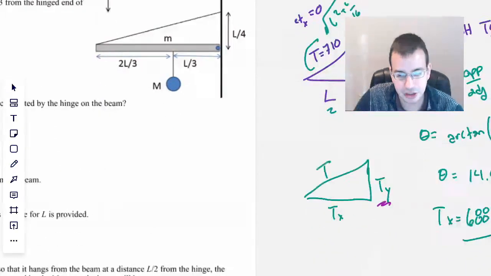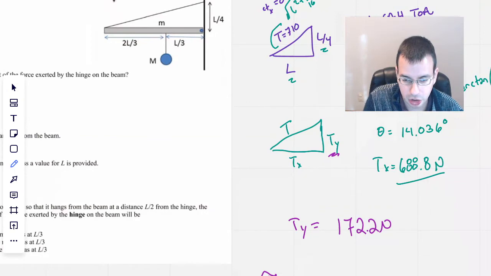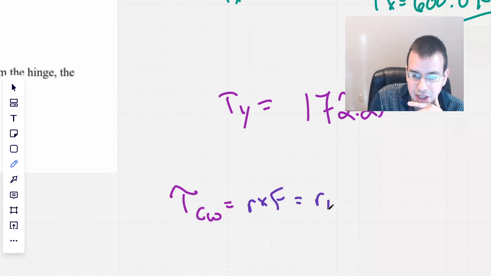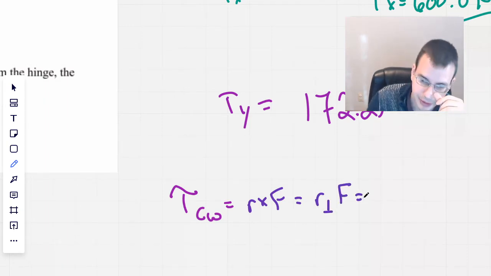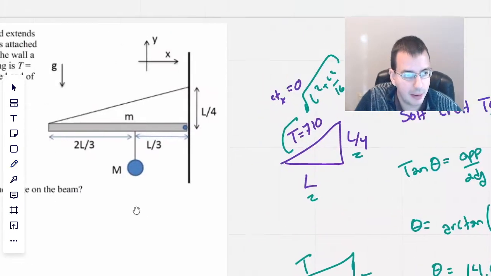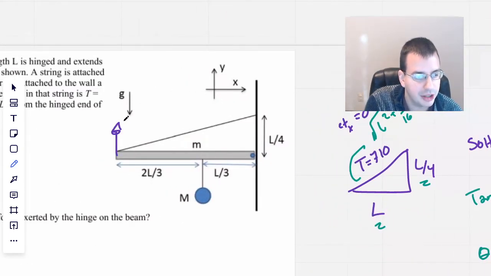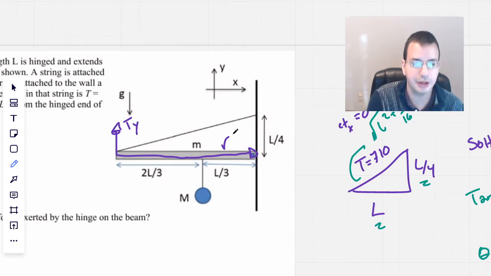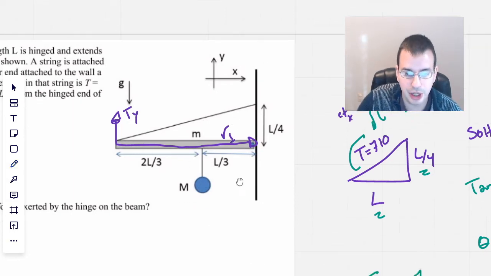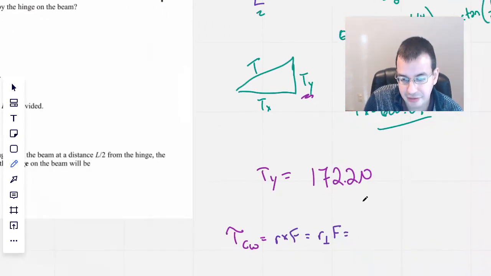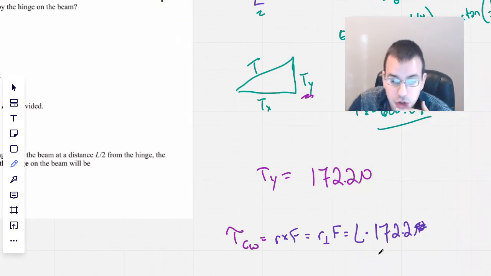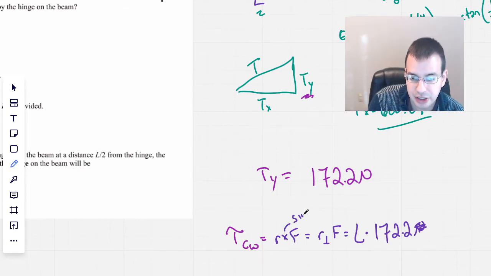So we look at the definition of torque. Torque will be r cross F. Another way to think of this cross product is that it's the r that's perpendicular to the force. So we have the force coming up. This will be the y component of the tension, so I'm going to call this tension y. This will be r, the perpendicular r, and that length here is going to be 2/3 L plus 1/3 L, which will be one full L. So we have L times 172.2 newtons. I'll say 172.2 L.